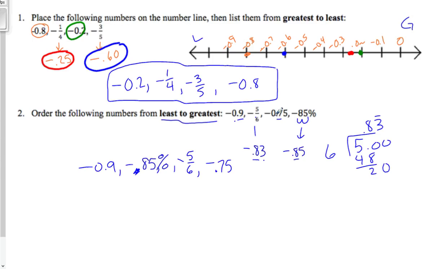I have 1, 2, 3, 4 numbers in my question. I have 1, 2, 3, 4 numbers in my answer. I always go back and count and make sure that I got everything.